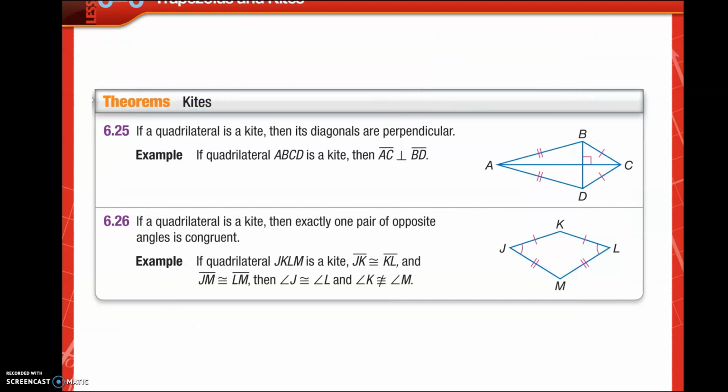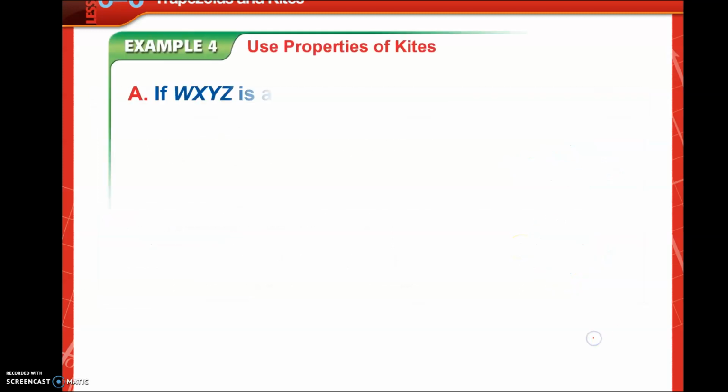So if a quadrilateral is a kite, then the diagonals are perpendicular. And again, to know it's a kite, you have two sets of equal sides, but they're not opposite, they're consecutive. So if it is a kite, then these are perpendicular. And then also, if it's a kite, then it has exactly one pair of opposite angles that are congruent. K and M are not congruent, but J and L are congruent.